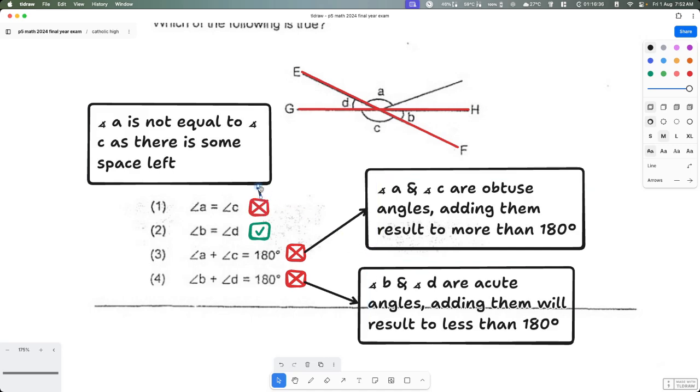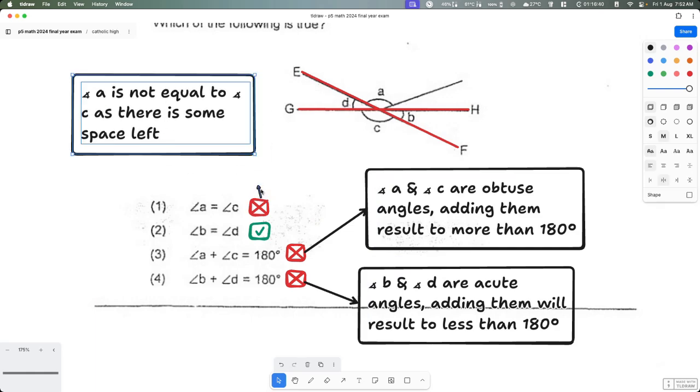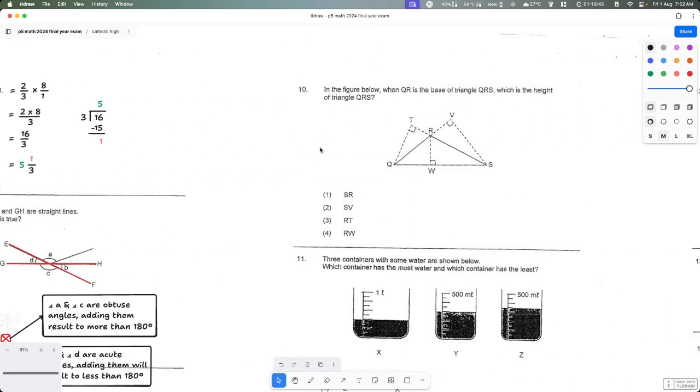Okay. Okay. Right. Okay. I'll put this a little bit higher. Like this lah. Okay. All right. Let's move on to the next question.